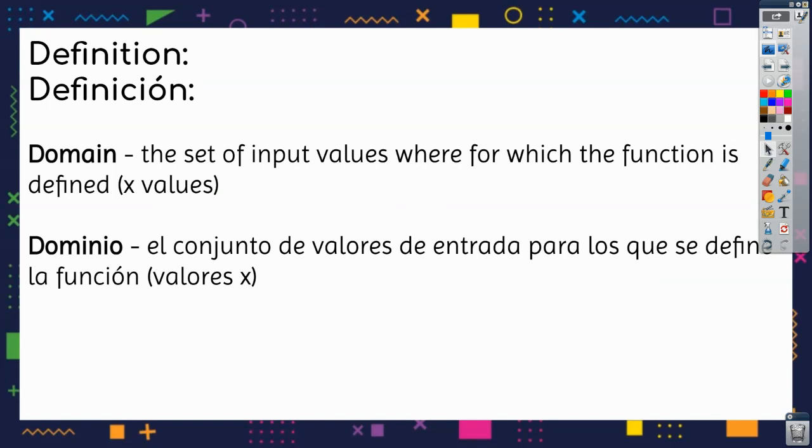Domain is the set of input values for which the function is defined. That's some fancy words. What does that mean? X values. Plain and simple. All the X's. All the input. The left side of things. That is my domain.